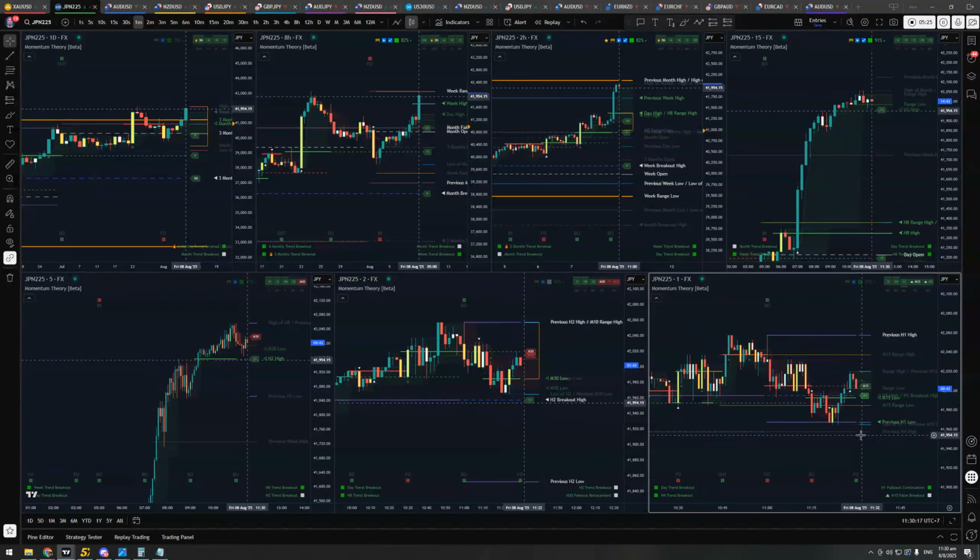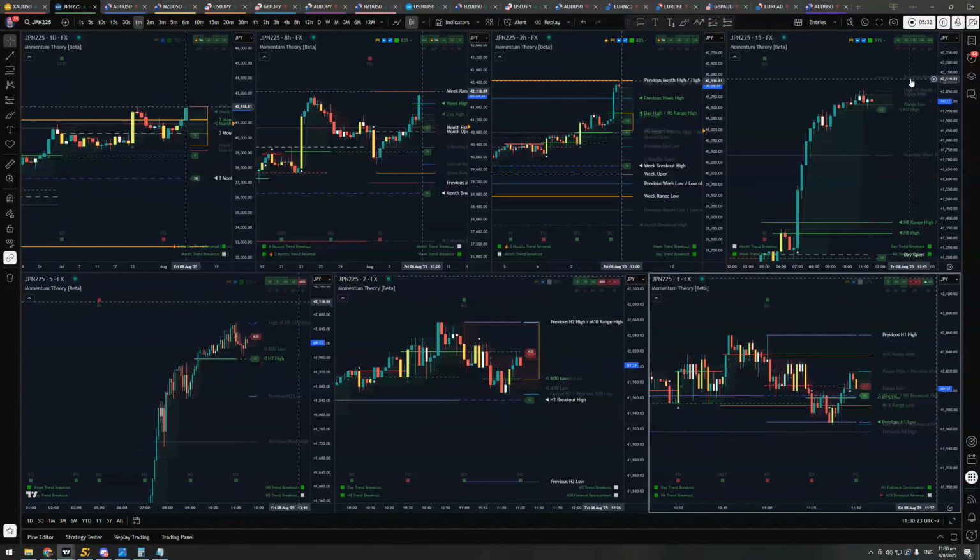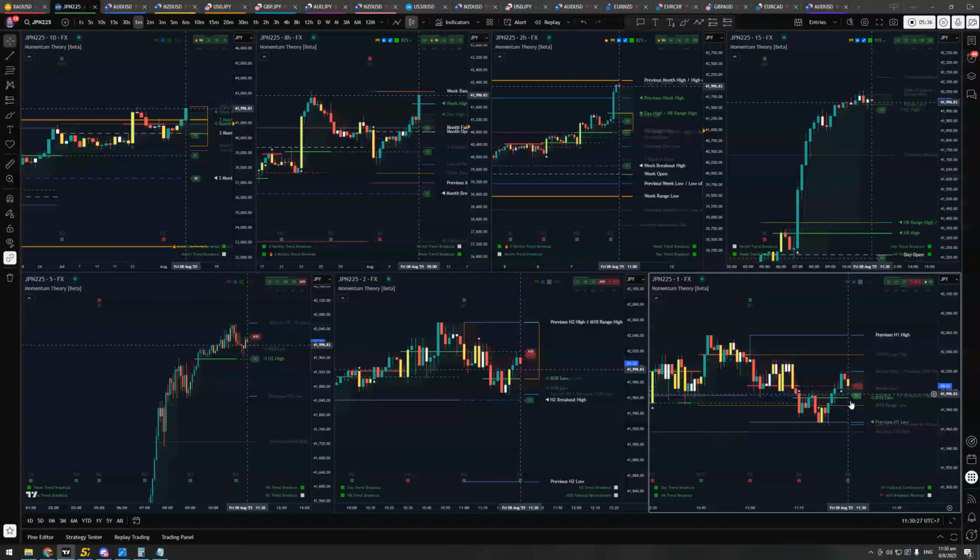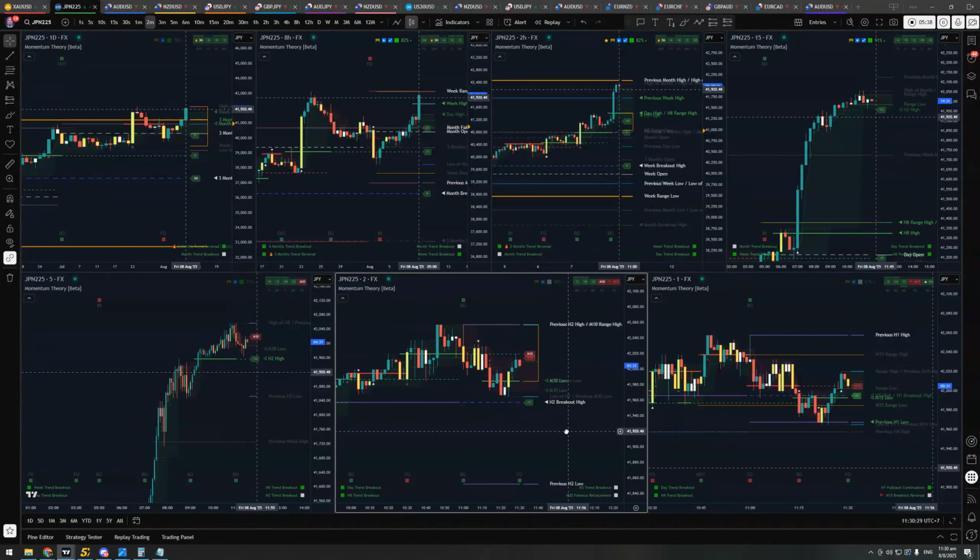So now, same thing, I'm waiting for either a breakout of the high, really close to that high, but I am looking for a move to complete that range. But obviously, I prefer price to continue on down.